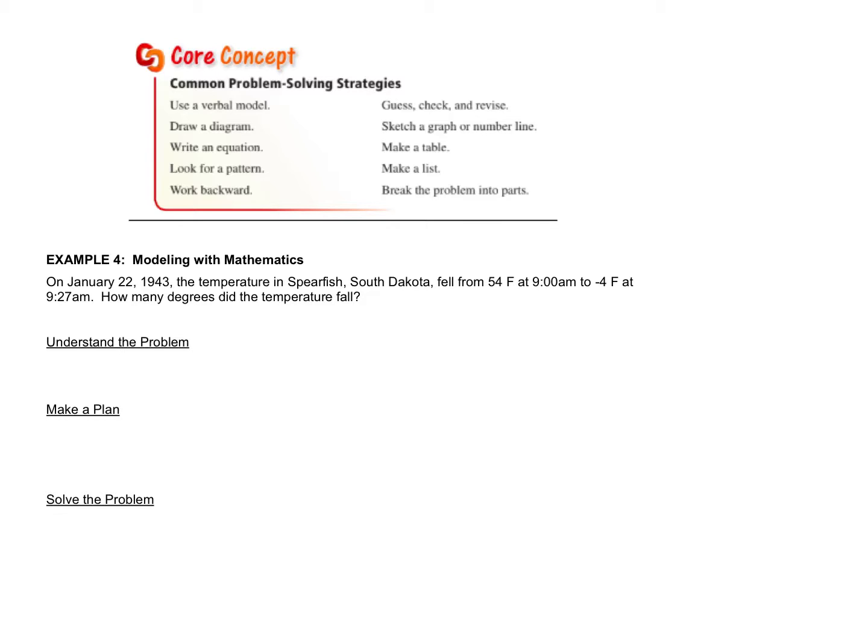So here's the plan that I'm going to look at. And this doesn't have to be the only way to do this. I'm going to say my plan is it was 54 and it fell some degrees, which I don't know, and it ended up at -4. Okay? So that's kind of my plan. And then to follow this out, my plan is going to be to get to what x is.